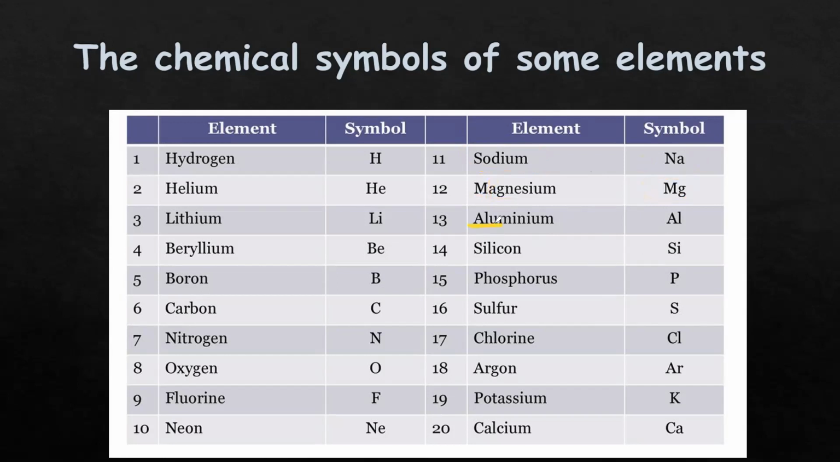Aluminium, Al, the first two letters. Silicon, Si. Phosphorus, P. Sulfur, S. Chlorine, Cl. Argon, Ar. Here, potassium, the second one that is not like the other rule. Potassium in Latin is called kalium. That's why it's K. Kalium, so it's K. Okay, we have calcium, Ca.